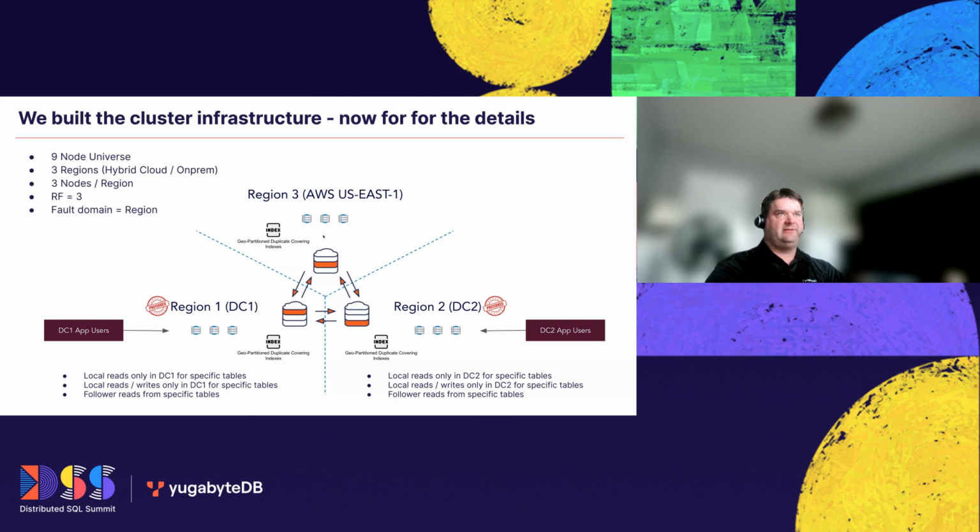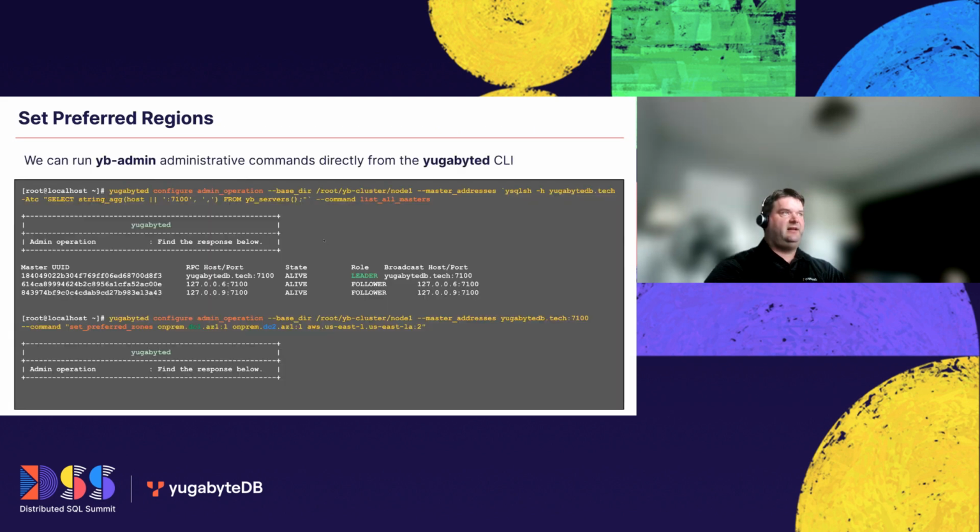Just want to remind you real quickly what we're trying to build here. So how do we go about doing all of that cool stuff with YugabyteDB? If you're familiar with Yugabyte, you're going to be familiar with yb-admin, and that's a tool. It's just another CLI that does admin features, like list all masters, for instance.